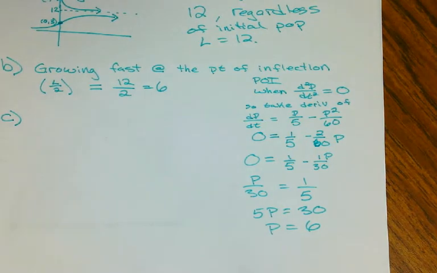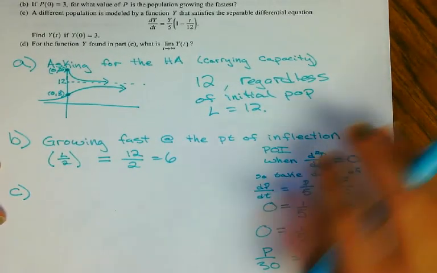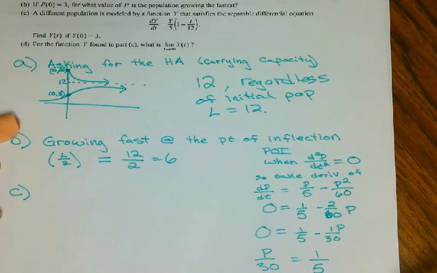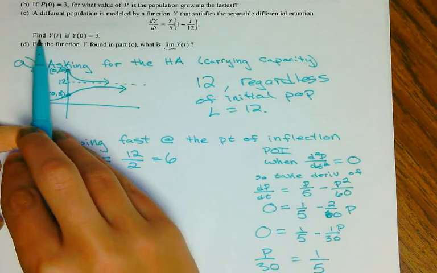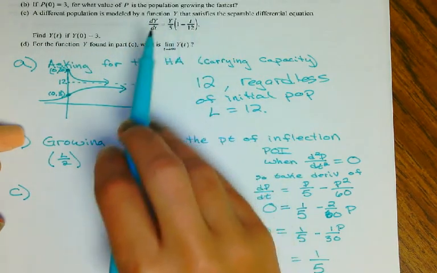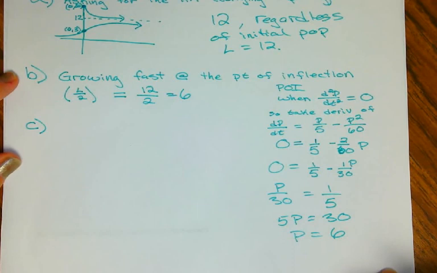Okay, for part C, they are saying that some different population is modeled by a very similar equation to the one they gave me. It's really similar to the other one, but they want me to separate the variables here. We're trying to come up with a y equals equation to model it. So my goal is to take this differential equation and turn it into an equation that will model the population at any time. So I'm going to start off by multiplying both sides by dt.